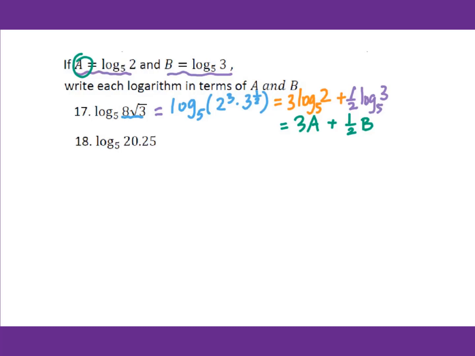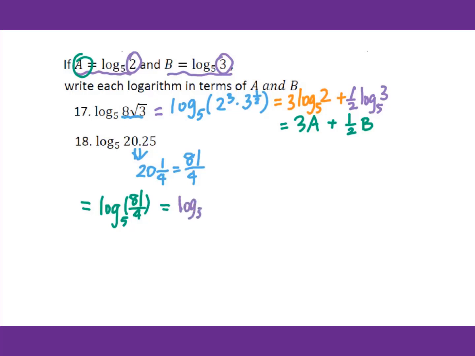For number 18, whenever you have a decimal, you need to change it into a fraction. So we got 20 and 1 over 4 equals 81 over 4. Therefore, you will get log base 5 of 81 over 4. Then try to change this argument into exponential form. Base is 2 or 3. So we got log base 5. 81 means 3 to the 4th power.